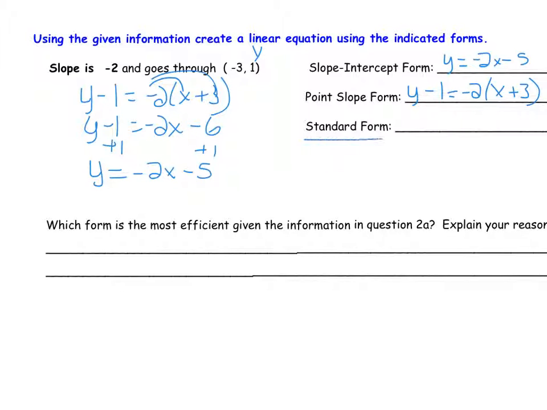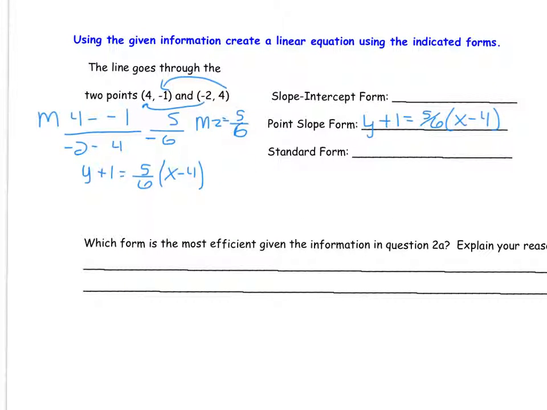And then to get in standard form, remember you need to now bring that over. So it's an ax plus by equals c form. So 2x plus y equals -5. My leading coefficient is positive and it is not a fraction, so I know I'm good to go.